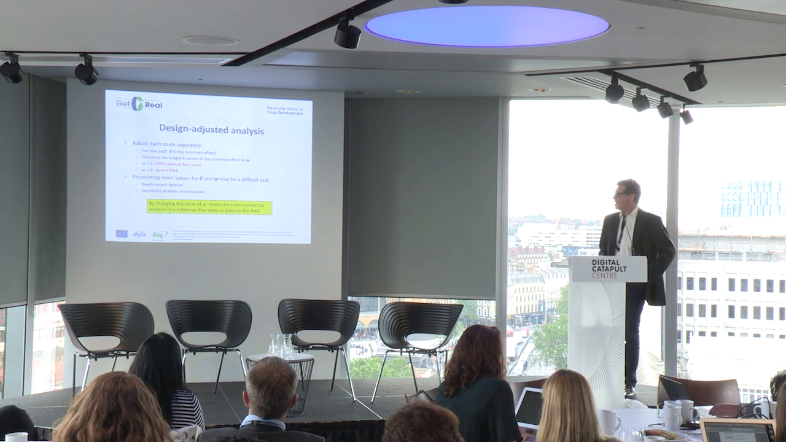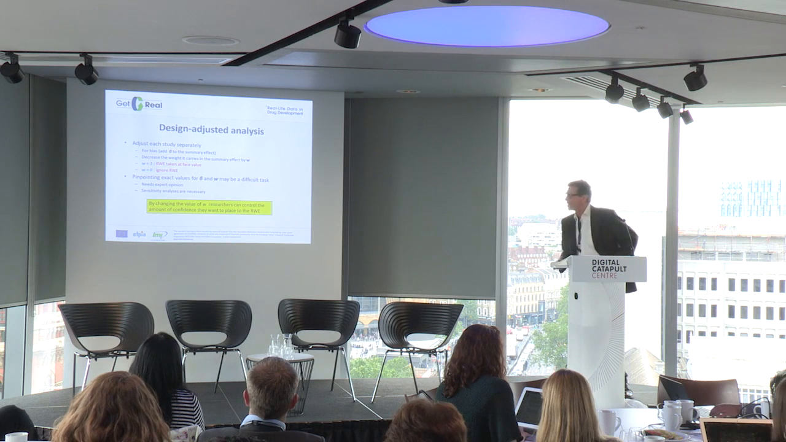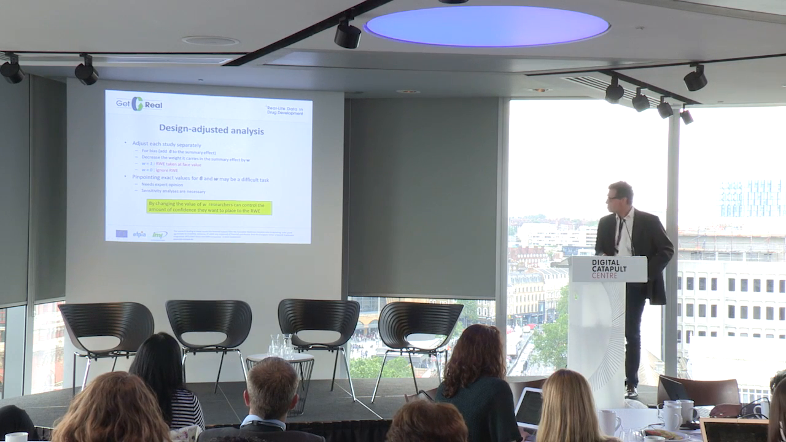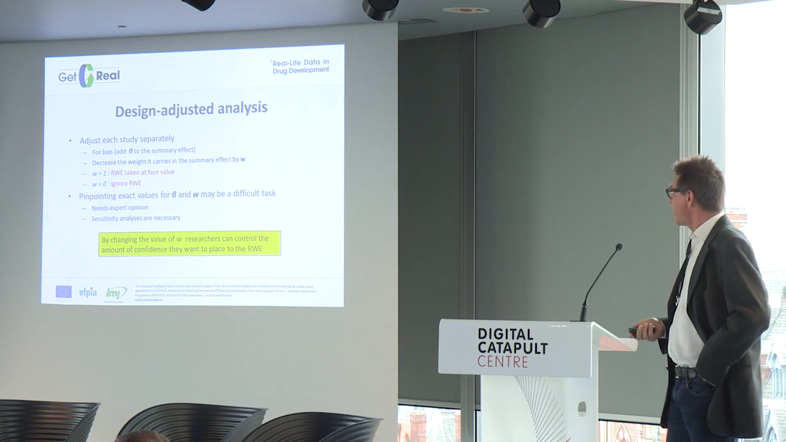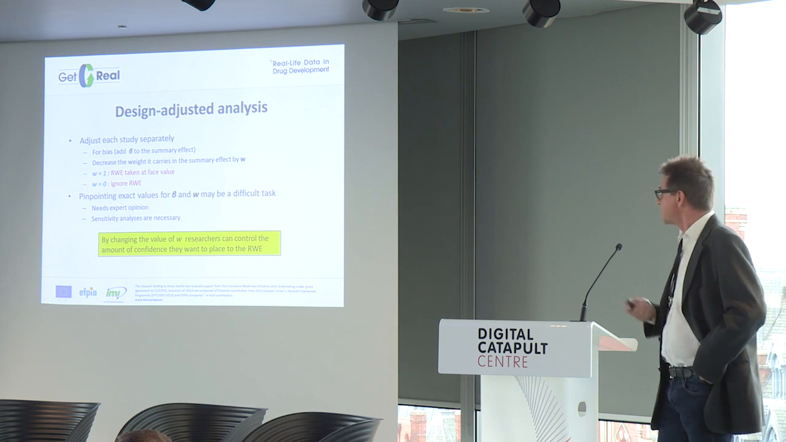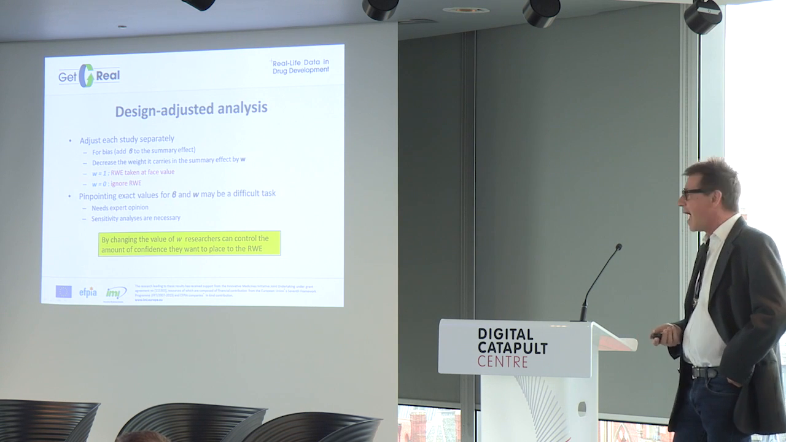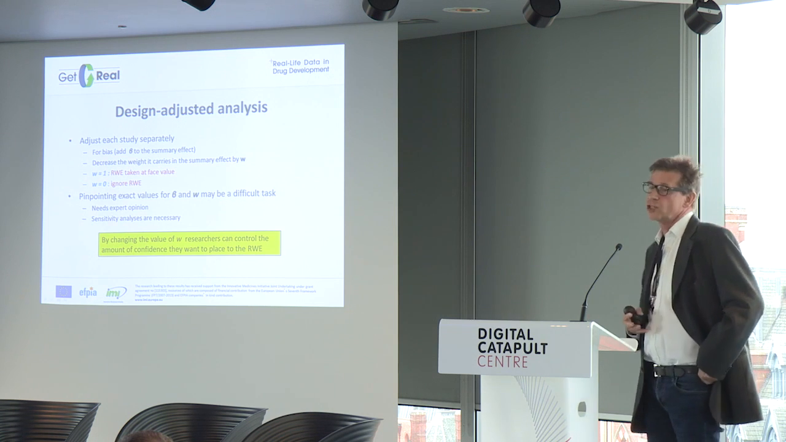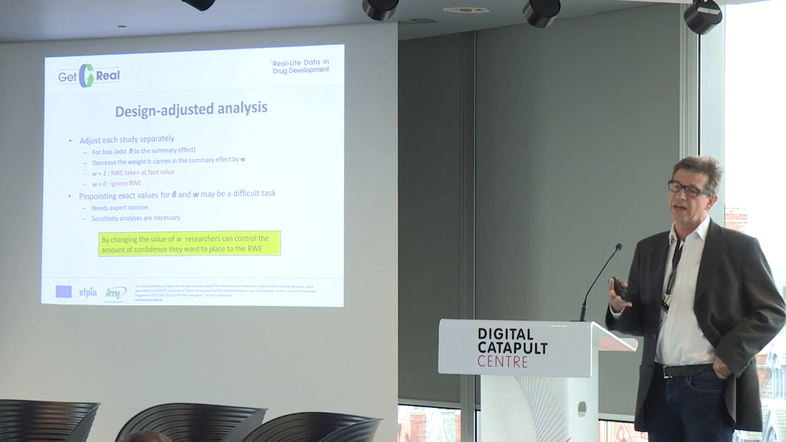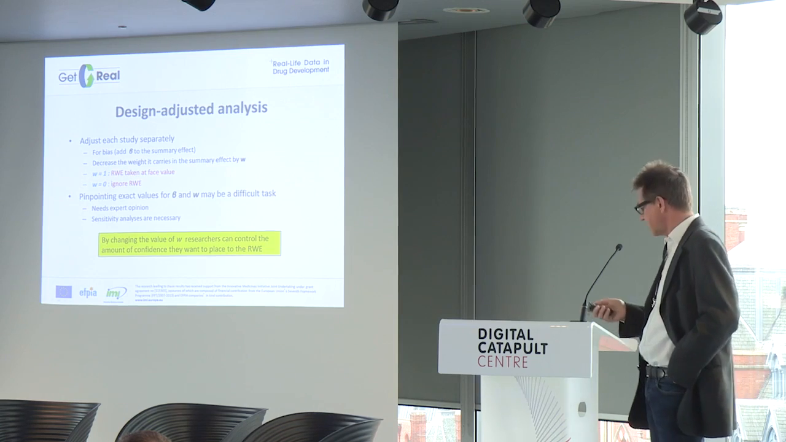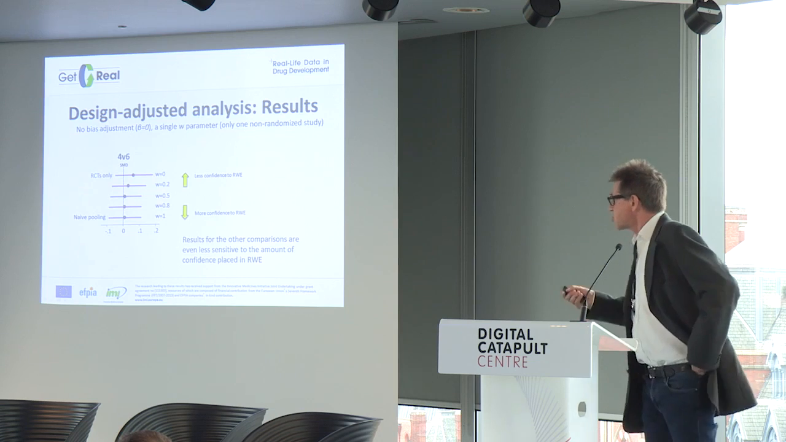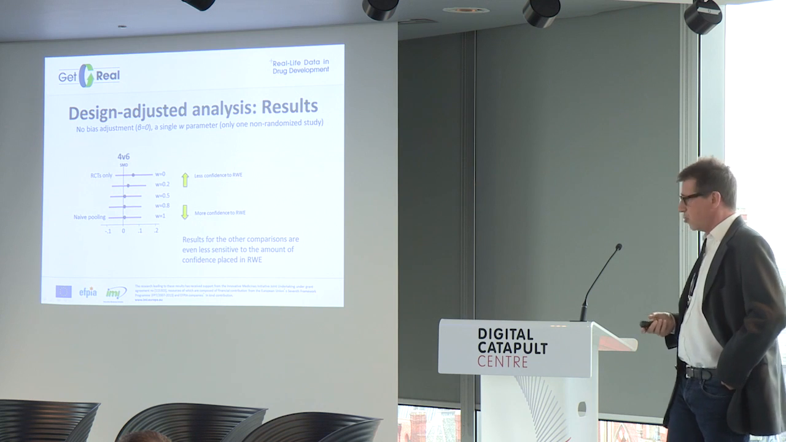And of course, it's difficult to get the correct values for beta and W. We need to talk to experts. We need to do sensitivity analyses, etc. And in general, I see this approach really in the spirit of sensitivity analysis. And let me now show you the example of what we see for 4 versus 6, just to illustrate the approach.